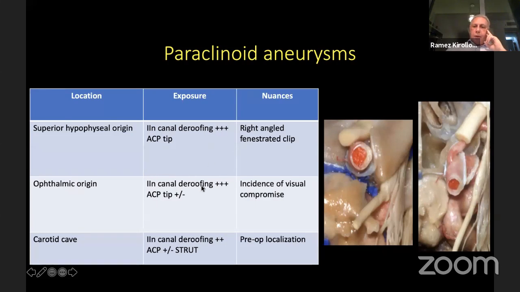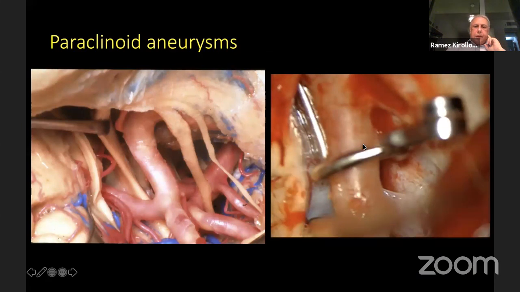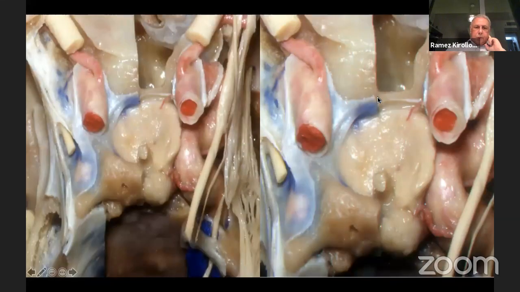But what is most important is the roofing of the optic canal. I cannot emphasize to you how important it is, because this is how you get position of the clip. Maybe less so for the last one, but it's very important. This is again to show you the superior hypophyseal branches are multiple. They give the stalk and also the chiasma, as you can see here. And this is why you need the space to put your clip. And this is another anatomical variation to show you the ophthalmic artery going below the optic nerve.